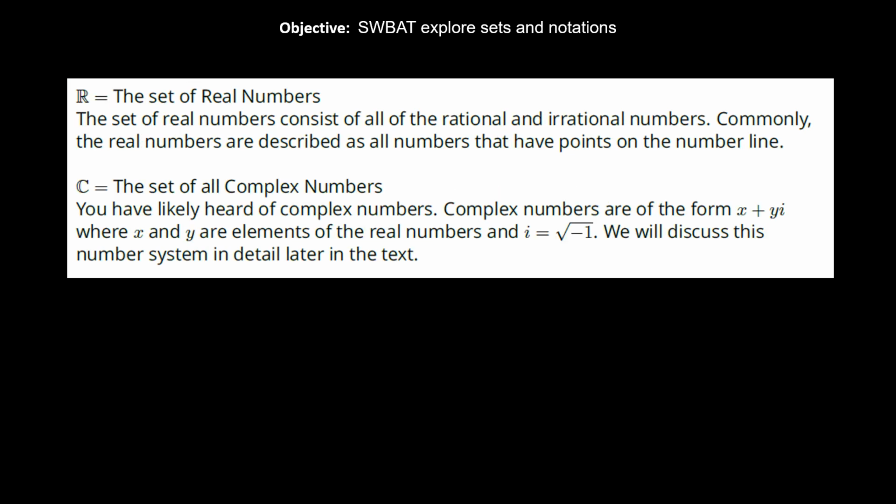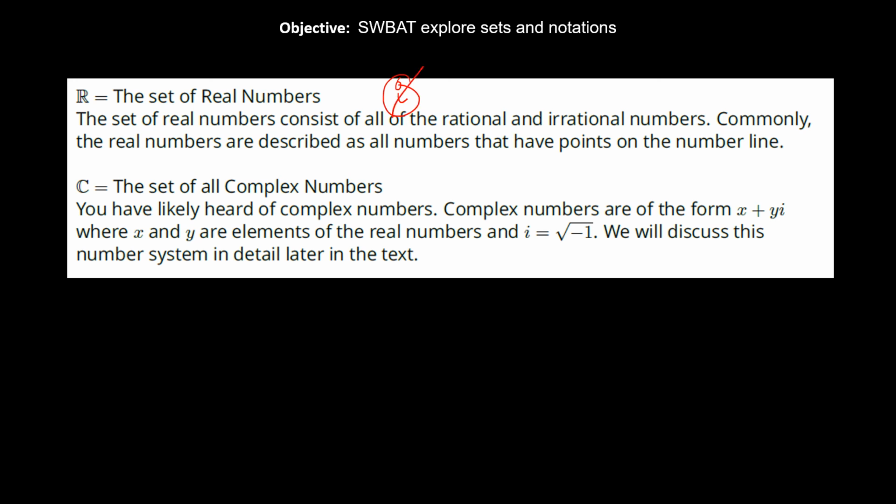Okay, so real numbers. The set of real numbers consists of all rational and irrational numbers. Commonly, these numbers are described as numbers that have points on the number line. So these are going to include all of our actual numbers, except we cannot talk about imaginary numbers. These are no good. These are not real numbers.